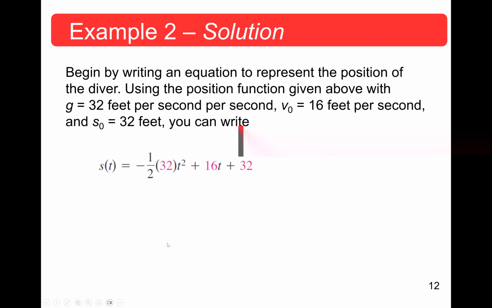So here we're going to use the concept of, again, derivative. But first, we can begin by writing an equation to represent the position of the diver. We are using the position function given above with g equal to 32 feet per second squared. Then the initial velocity v sub o equal to 16 feet per second, and s sub o, which is our initial distance, will give us 32 feet. So we can write s at t equal to negative half g t squared, so it's 32 times t squared, plus v sub o t, which will be 16t, then plus s sub o, which will be 32.